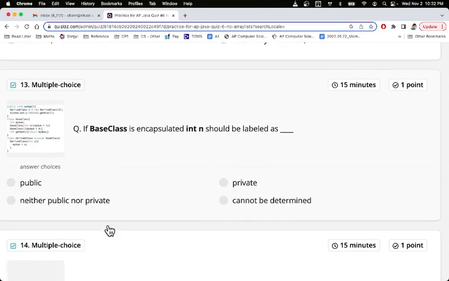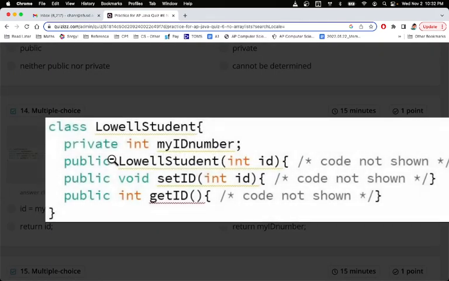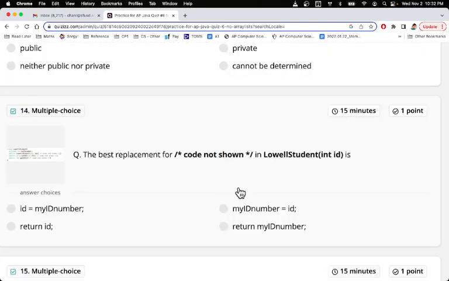Number 14, the best replacement code for this. In LOL student int ID, that's here, right? The constructor for LOL student takes in an ID. What should be in there? Then I ask the class, what is the job of constructors? And you say to initialize member variables. You only have one member variable here, my ID number. So your code should look like this one. Notice it's the same answer as the setter, my ID number equals ID. User tells you the ID, you store it into the member variable, my ID number.